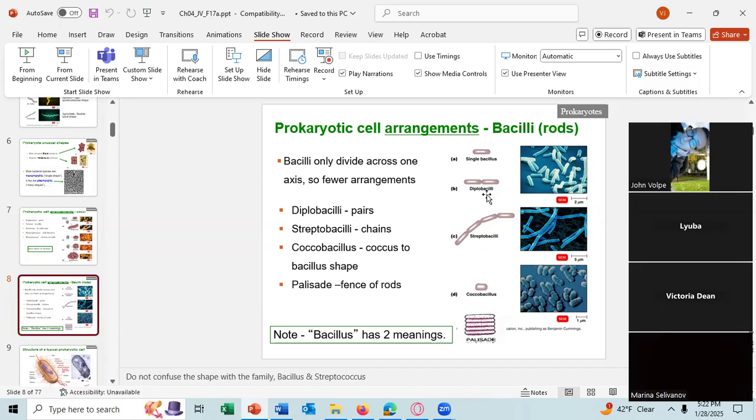Like diplobacilli, the two can break apart, and so you'll see some singlet bacilli and some diplobacilli. The same is true with streptobacilli. If this were to break right there, you then have streptobacilli and diplobacilli, and if that breaks, you'd also have singlets.